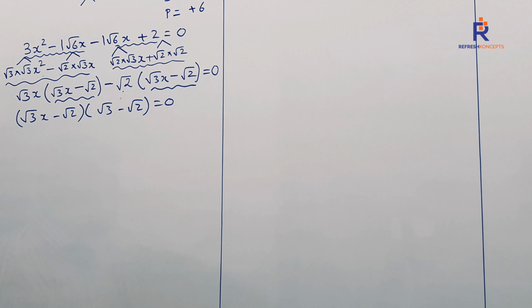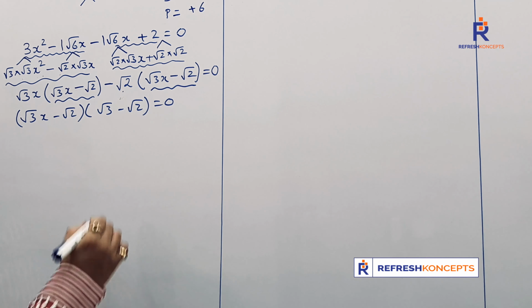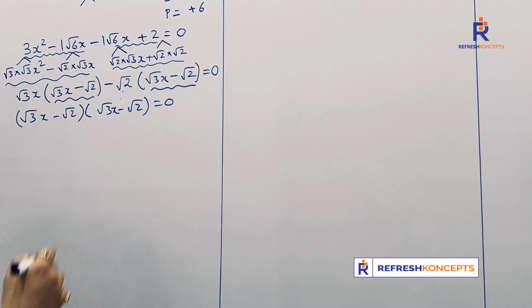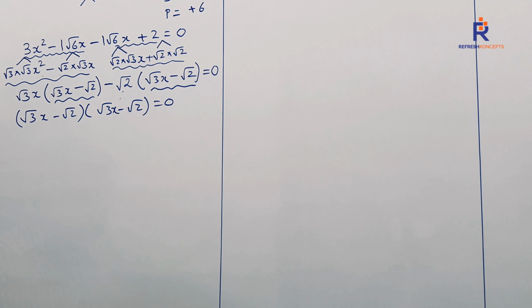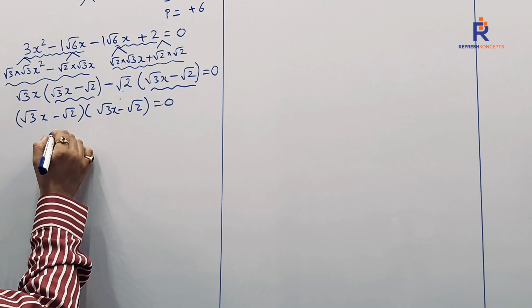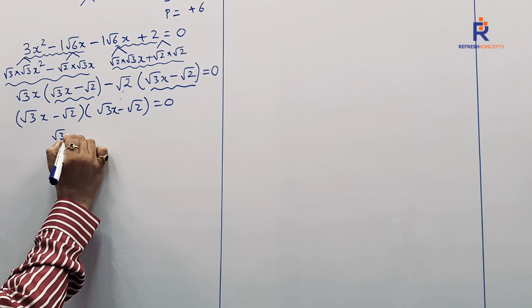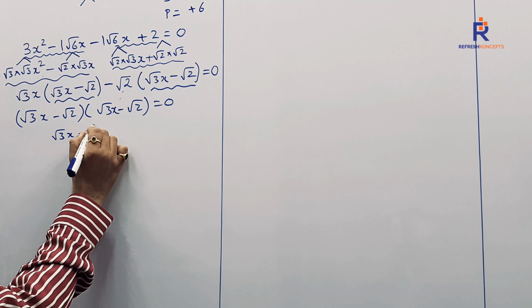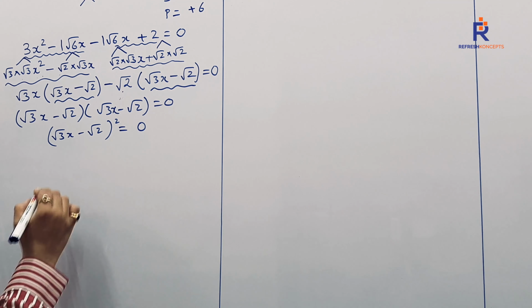Now here you must be telling me that, sir, root 3x minus root 2 into root 3x minus root 2 is 0. Sir, the terms are same. Yes, the terms are same. So let me first solve it and then I'll make you understand what exactly you have to think. Root 3x minus root 2, the whole square is 0.